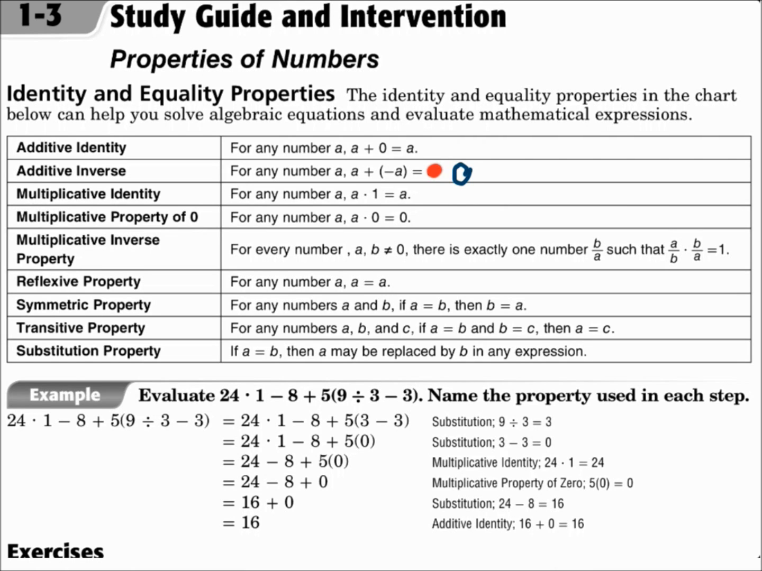Additive identity. For any number a, a plus 0 equals a. 7 plus 0 equals 7. So adding 0 to a number does not change it. It stays identical. Additive inverse. For any number a, a plus negative a equals 0. There was a typo. Please change that to 0. So 5 plus negative 5 equals 0. When you add a negative to a number, you get 0.